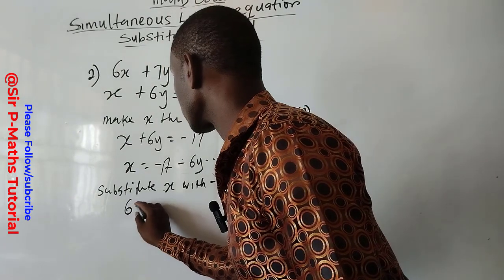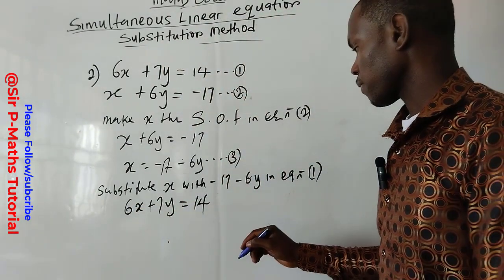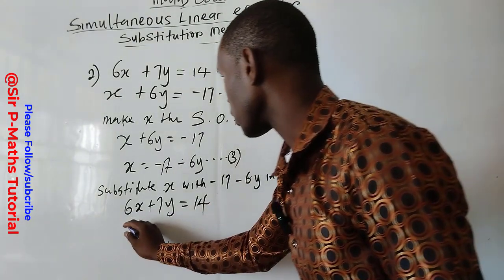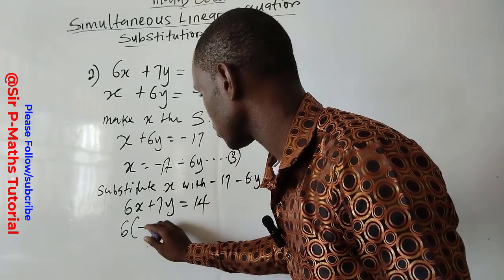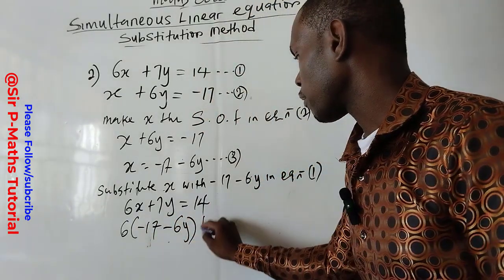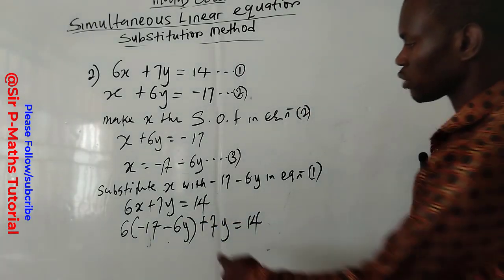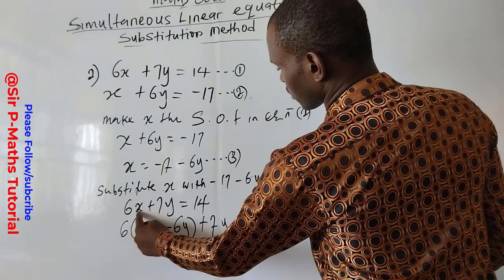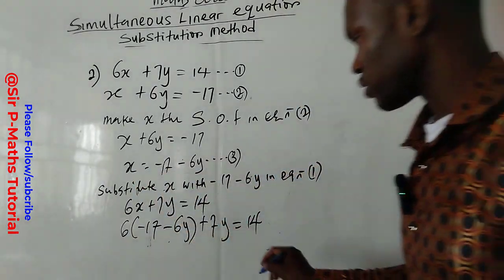So equation 1 says 6x plus 7y equal to 14. Then we will now substitute. This is 6 into minus 17 minus 6y, plus 7y equal to 14. Anywhere we see x, this guy will now go in for x. Then we expand the bracket.